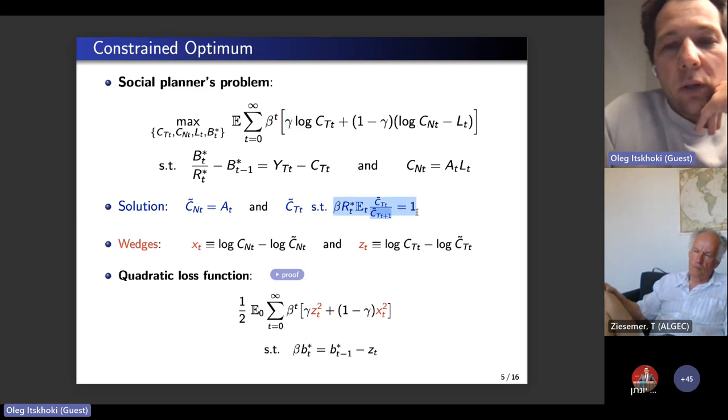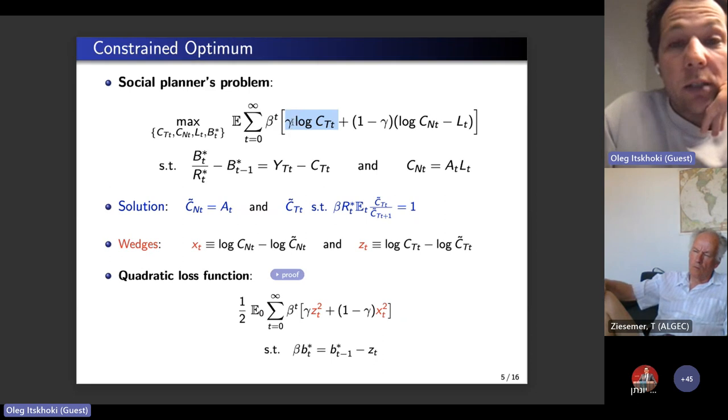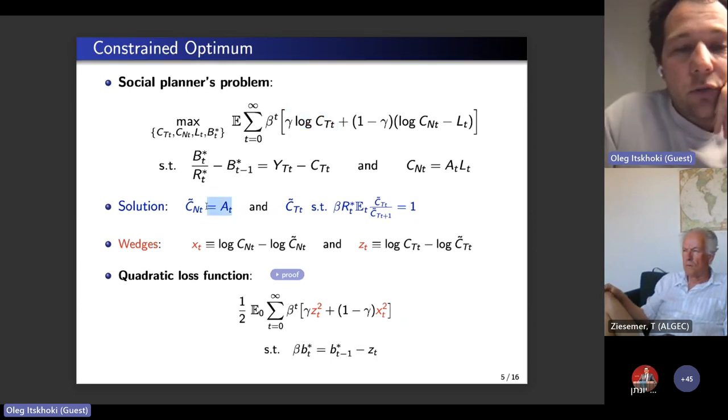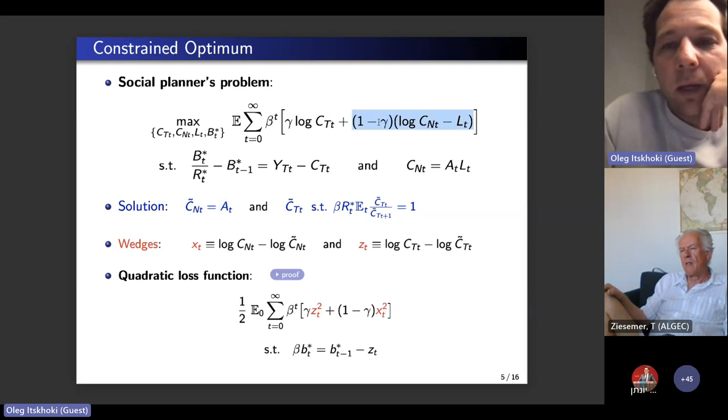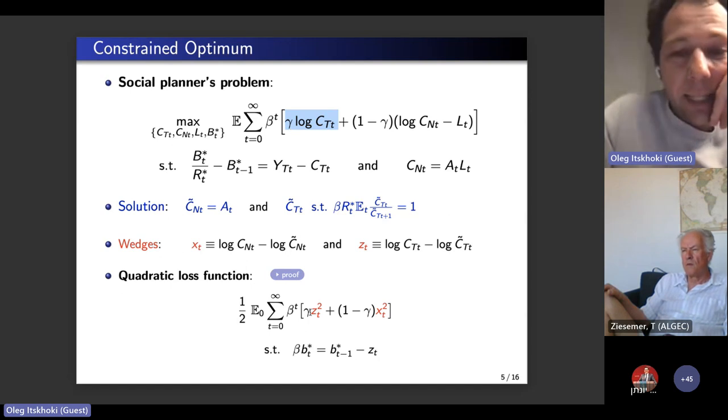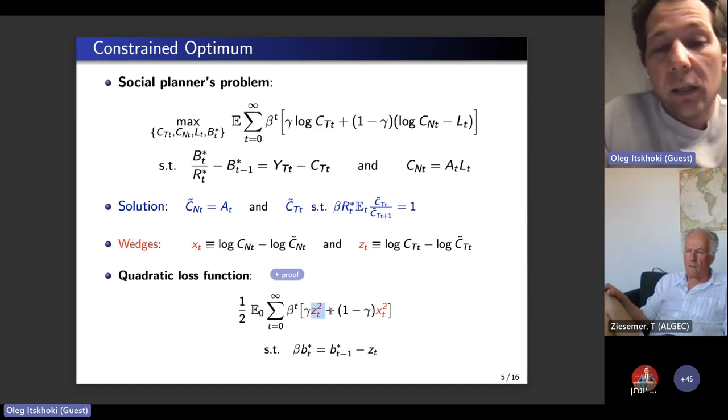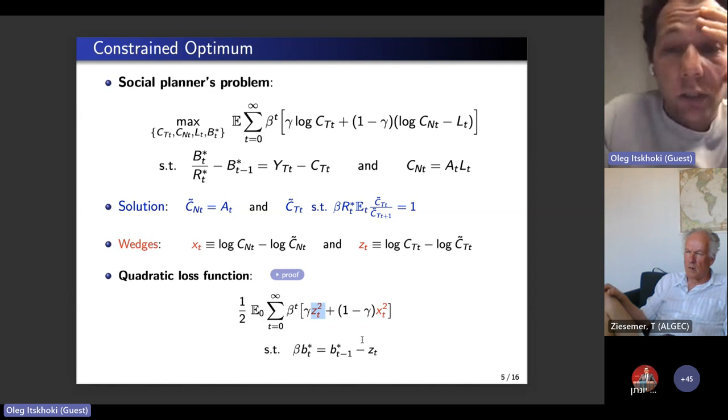And so, you know, the deviations from risk sharing create losses in welfare through this term, which has a weight of gamma, and the deviations from optimal allocation create losses through this term, which has a weight of 1 minus gamma. This is a log term, but the second order approximation to any function is quadratic. That's why you get a z squared, and you don't have a linear term, because you approximate around the constrained optimum. In the constrained optimum, there are no first order distortions, right? And so that's why you get the shapes.